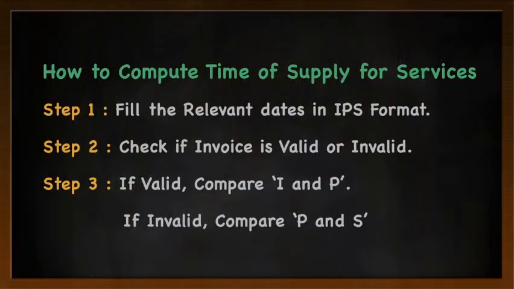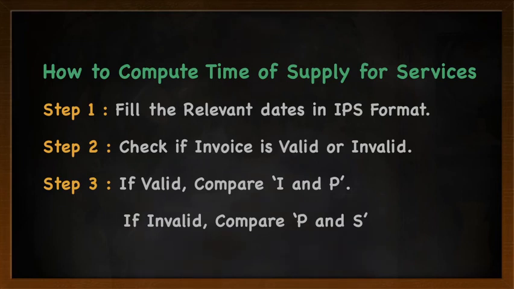I repeat, be careful, don't compare 3 columns together. In the second step, compute whether it is a valid invoice or invalid. If it is a valid invoice, then in the third step, compare I and P, that is invoice date and payment date. Now you should have already come to know how to compute time of supply in case of services. Step number 1 is to extract the relevant dates and fill them up in IPS format. I stands for invoice date, P stands for payment date and S stands for date of provision of service.